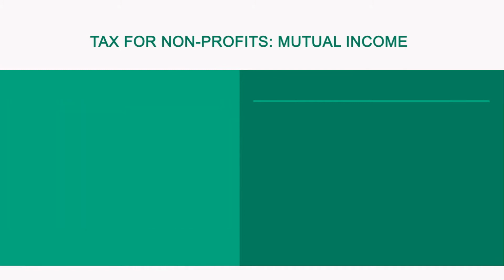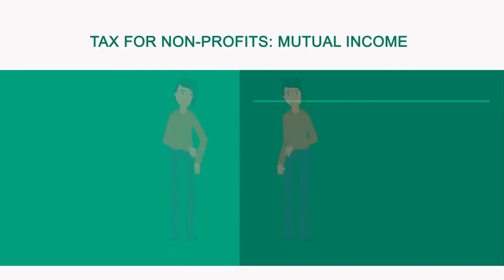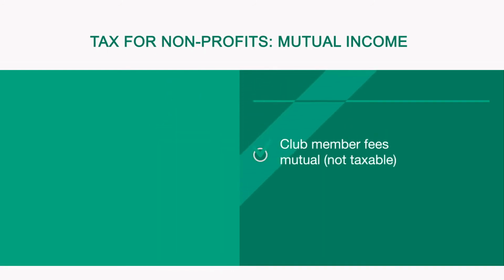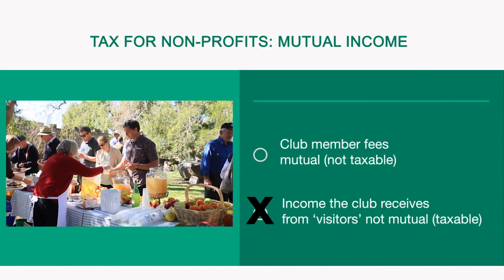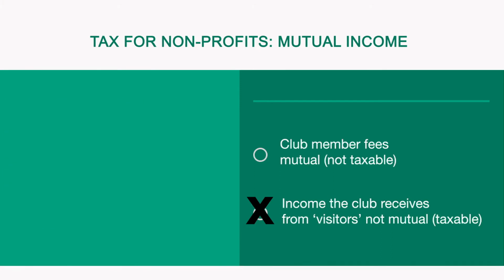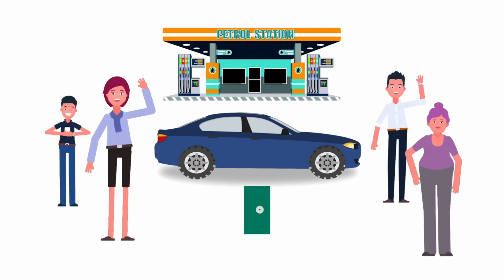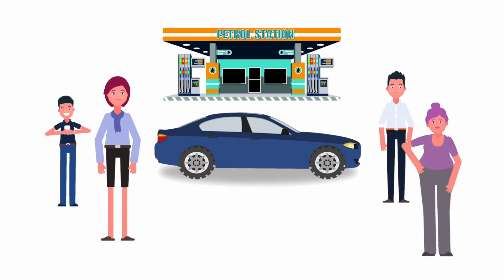The mutuality principle means that entities cannot earn income from themselves. Club member fees, for example, are mutual, but income the club gets from visitors is not. Let's try another example. A group of friends put money in to buy and share a car. The benefit each person receives is mutual. It benefits the group and the individuals.